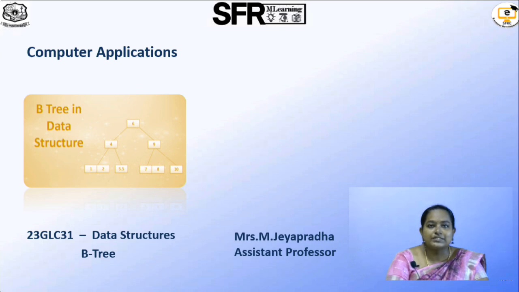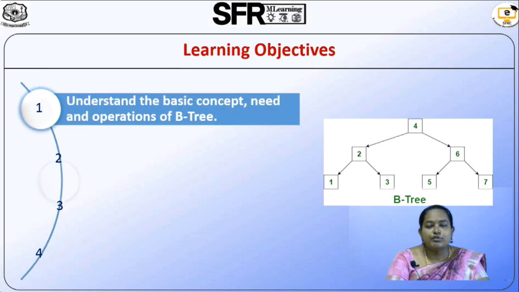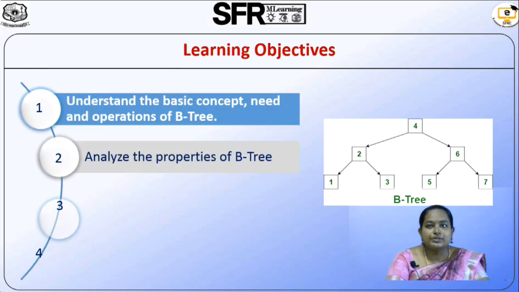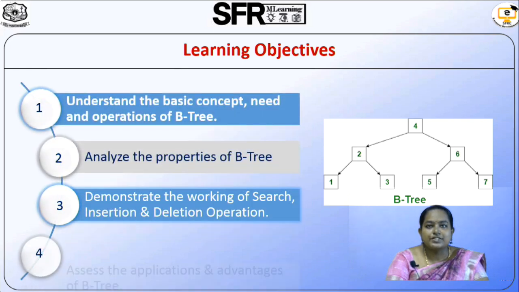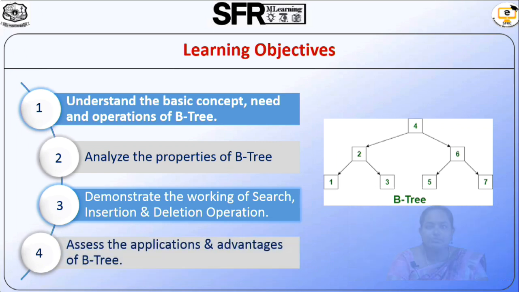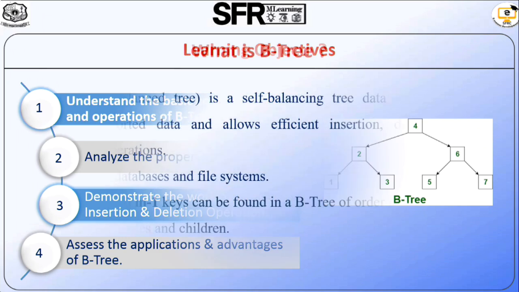Today I am going to discuss B tree in data structures. Before going to the topic, let's see the objectives of B tree. First of all, we understand the basic concepts, needs and operations of B tree. Then we analyze the properties of B tree, demonstrate the working of various operations. Finally, we assess the applications and advantages of B tree. Let's see one by one.